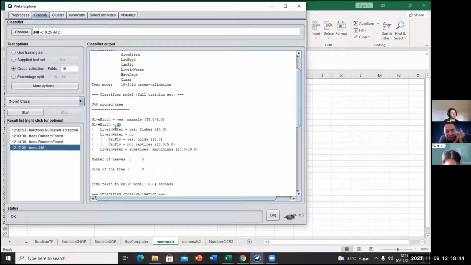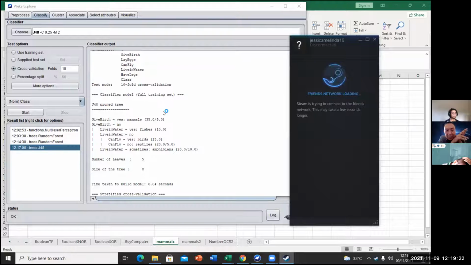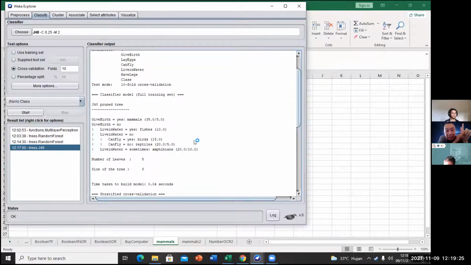Then you ask again whether it is in the water or not. If it is in the water, directly you will just say it is fish. If not, it is not giving birth and not in the water, then you ask the next question, whether it can fly or not. If yes, it can fly, then you say, oh, it's a bird. And if it lives in the water sometimes, then you will say, oh, it's an amphibian, without asking whether it can fly or not.